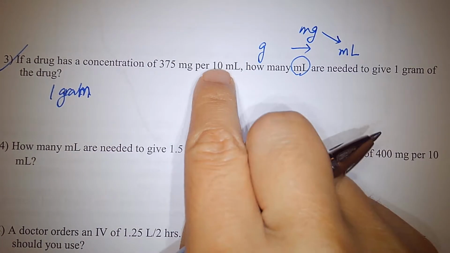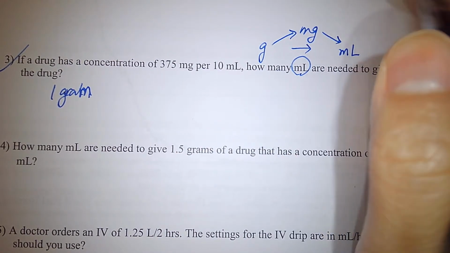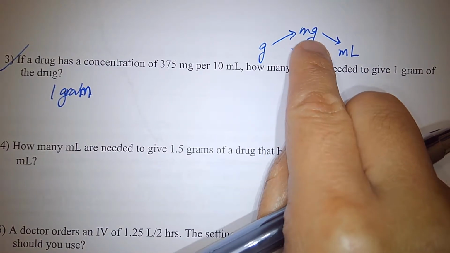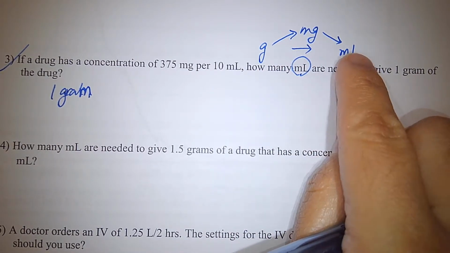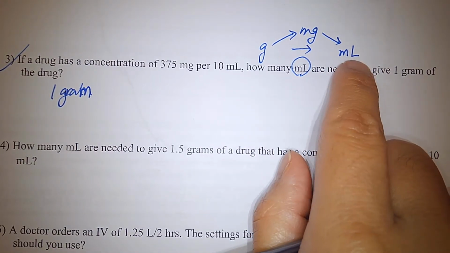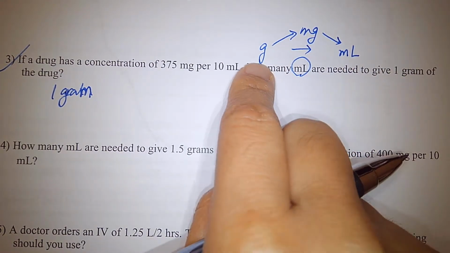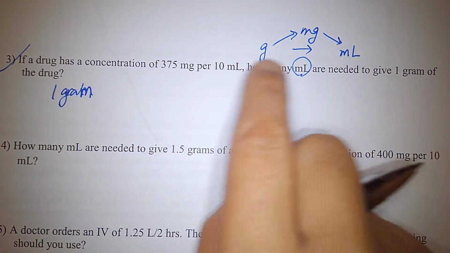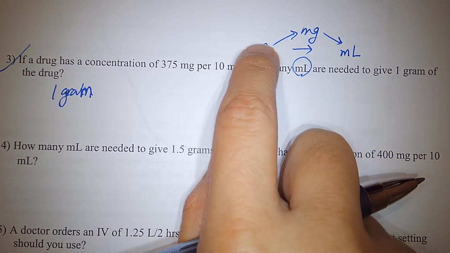So far, what we know is from mg to ml. In order to convert, we should know how to convert from G to mg, then from mg to ml. Do you see that? This is the required, desired one. If 1 gram is given, gram is unwanted. The given information is from mg to ml, but we need from G to ml.